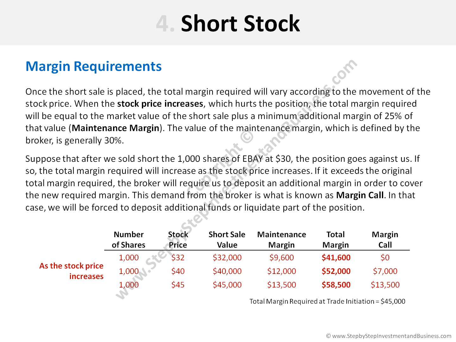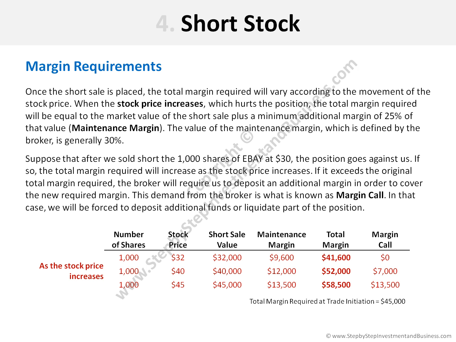of that value, that is, $9,600. Therefore, the total margin will be equal to $32,000 plus $9,600, that is, $41,600. As the total margin required at trade initiation had been $45,000, at that time we will be covered, so there will be no need to deposit additional funds. That is, we will not receive a margin call from the broker.